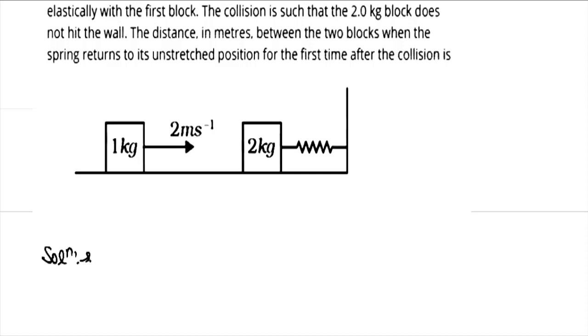So the solution of this question is, firstly we can draw the diagram for it. This is the 1 kg mass and this is 2 meter per second, just before collision. This is the diagram just before collision, with zero velocity for the second block, and now just after collision.